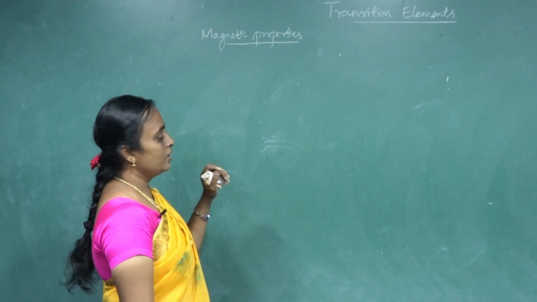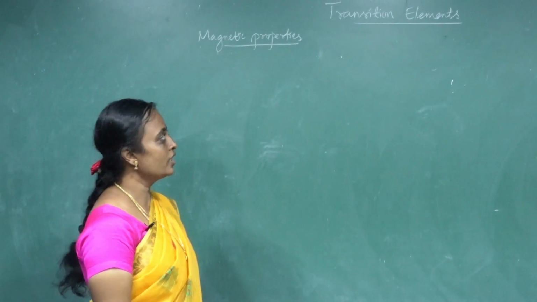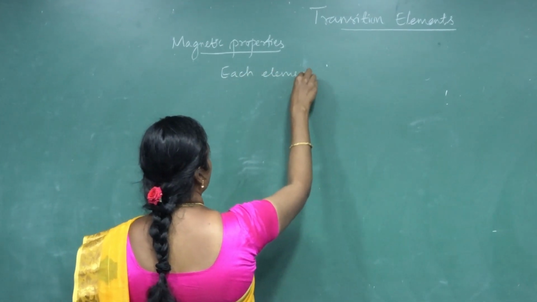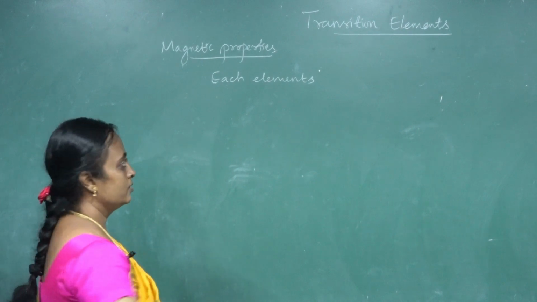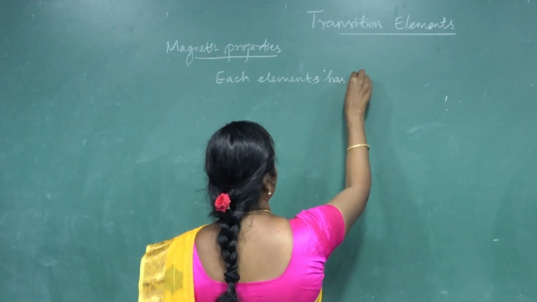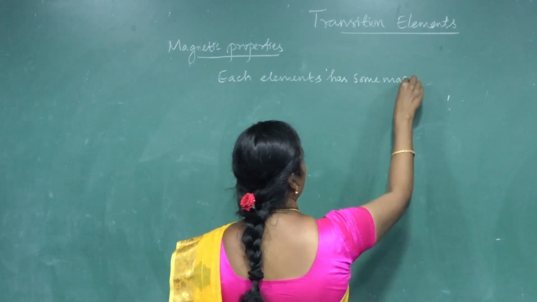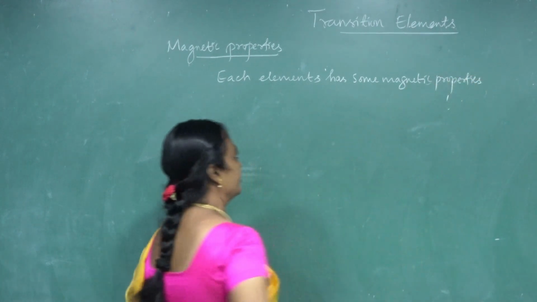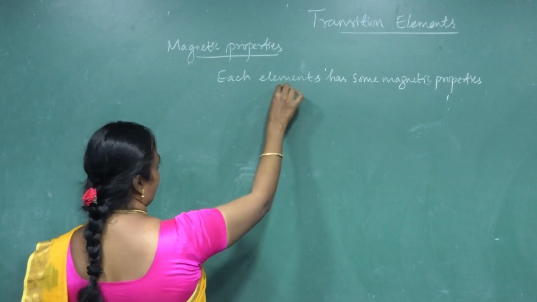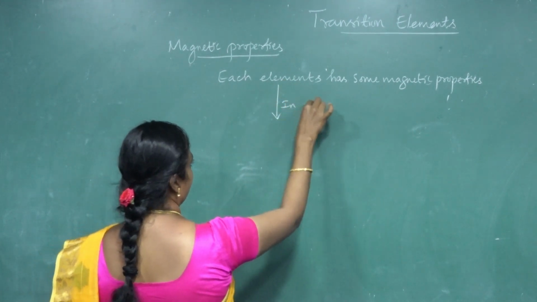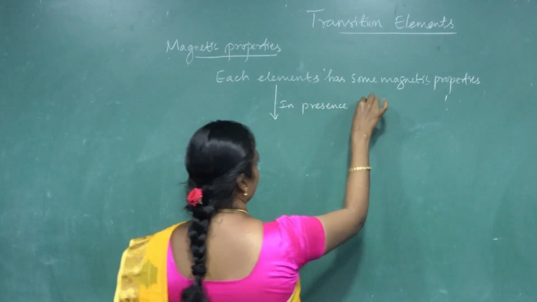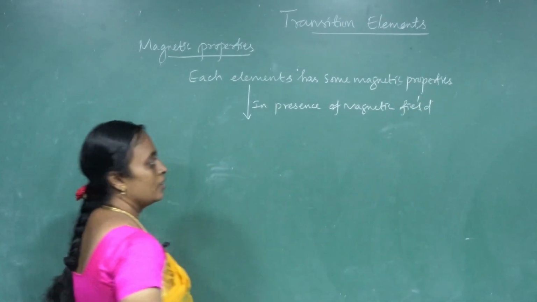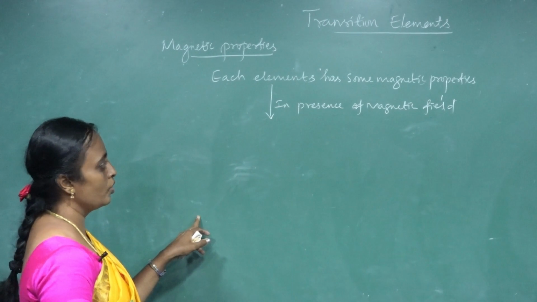Okay, each element has some magnetic properties. This is usual. So if you are taking any element and applying a magnetic field, in the presence of the magnetic field there are two types of magnetic behaviors observed.